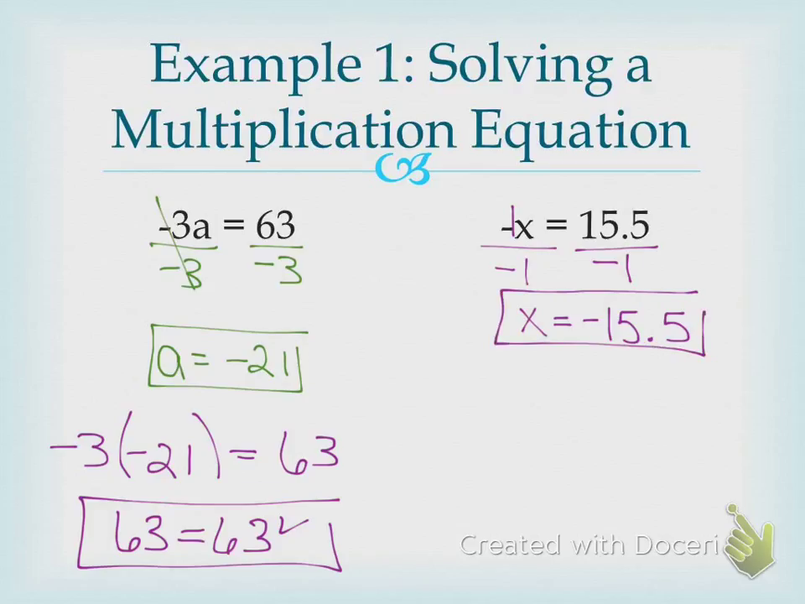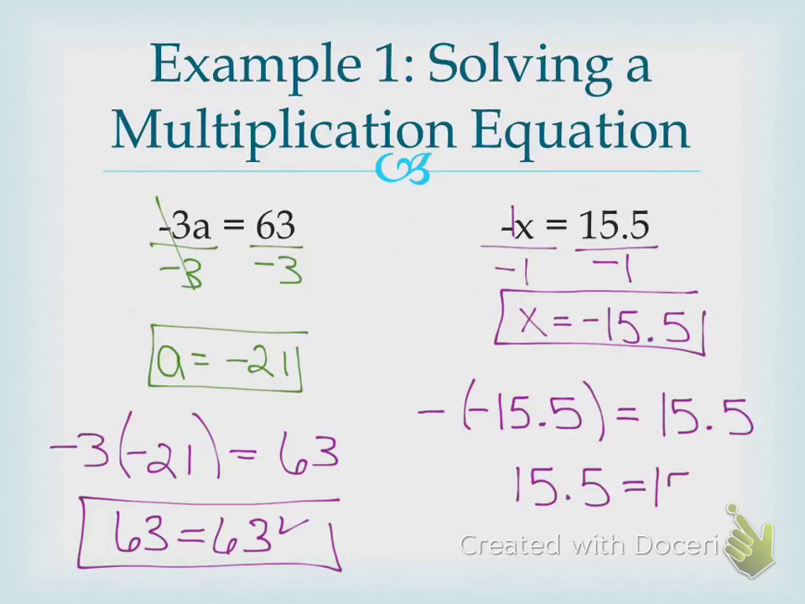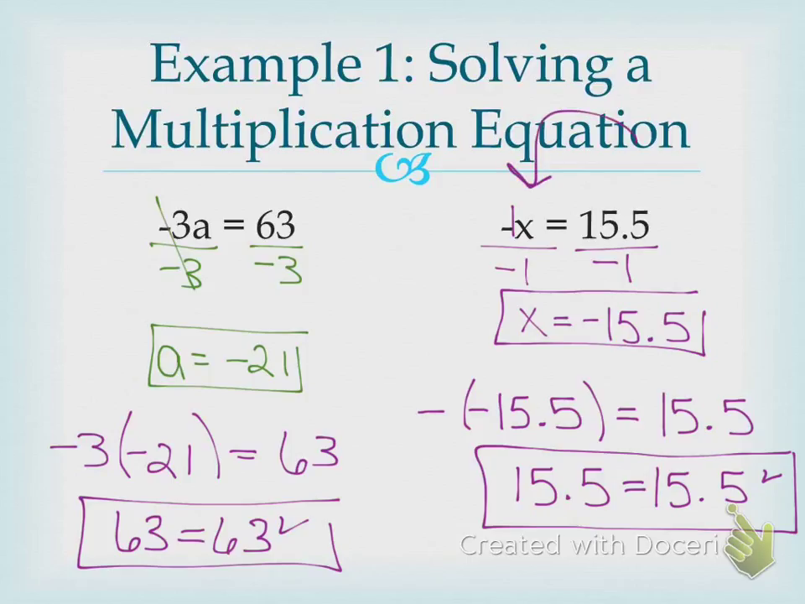And then if I plugged it back in, there's already a negative. So if I plug in a negative 15 and a half equals 15 and a half, well, what happens to a double negative? It becomes a positive. So it works out, and it checks out. So what you need to know for this one especially is that an understood 1 goes in front of the variable.